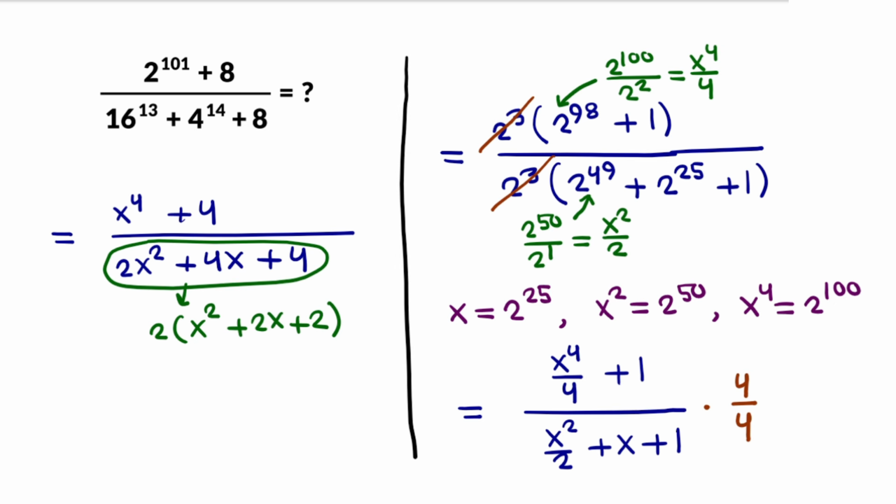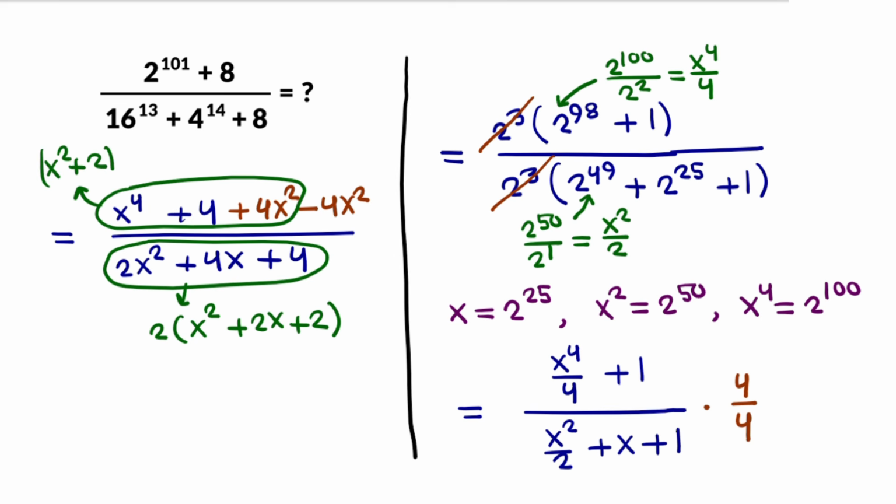Now, let's look at the numerator again. x to the 4th power plus 4. This is a classic setup for the Sophie Germain identity. We are going to intentionally add 4x squared and then immediately subtract 4x squared. By doing this, the first 3 terms, x to the 4th plus 4 plus 4x squared, fold perfectly into a perfect square. It becomes the quantity x squared plus 2 all squared. And 4x squared is 2x whole squared. Now we have a beautiful difference of squares.